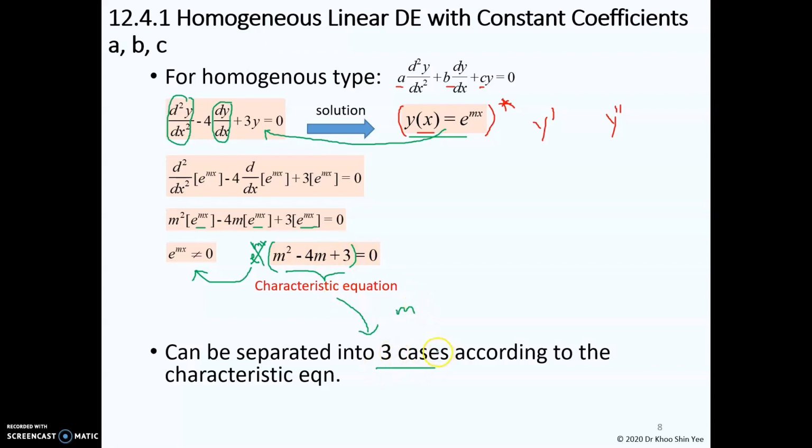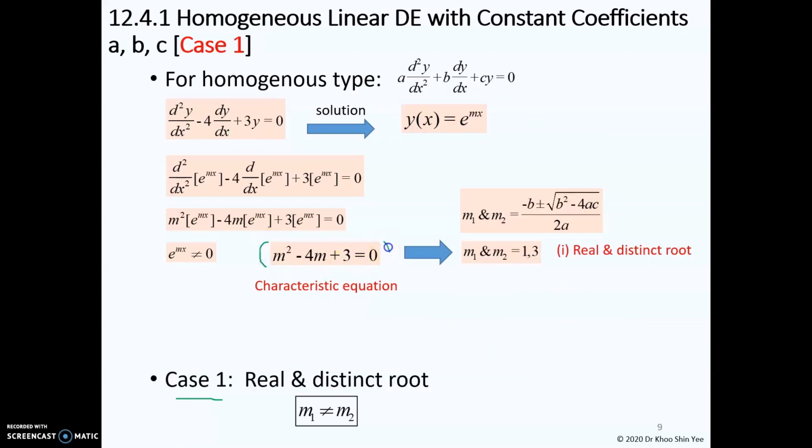Basically, you will have three cases where the m can be either a real number, a complex number, and lastly, a repeated root. Since the characteristic equation here is a quadratic equation, we can use this formula to find the root. If you solve it, you should be able to obtain two distinct roots, equal to 1 and 3, and they are real numbers. Instead of using this formula, you can also use a calculator to find the root. So these two approaches are acceptable.